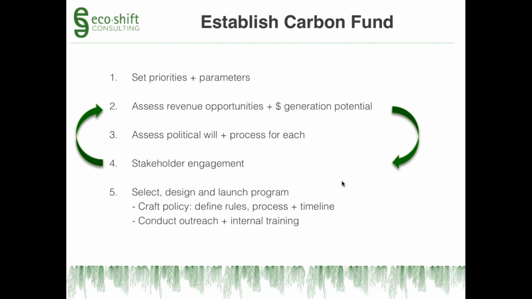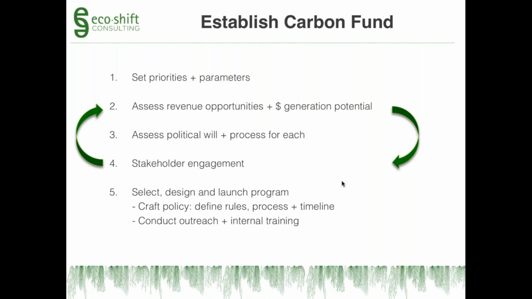Next, I just wanted to share with you the steps on establishing a carbon fund. So it's important to set forth the priorities and parameters of the fund. For example, the limitation on organizational capacity is a very real issue to be mindful of. Whether you want strictly carbon reducing projects, or if education, outreach, and other non-direct emissions type projects are acceptable. Secondly, I think it's very crucial to brainstorm and assess potential revenue opportunities.